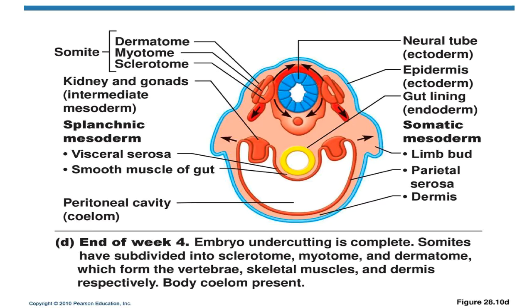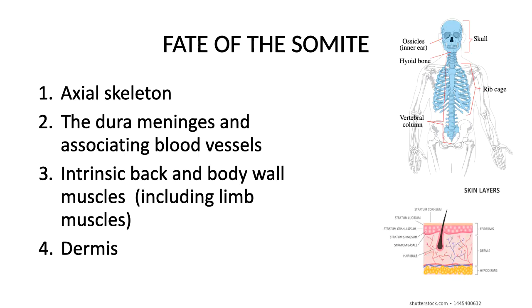So you can see the arrows showing you the movement of structures around the blue neural tube and also around the notochord. We're going to see that. So the fate of each somite is going to give rise to the axial skeleton. You can see the axial skeleton includes the skull, the vertebral bones, and the ribs as well. And also don't forget the sacrum and coccyx.